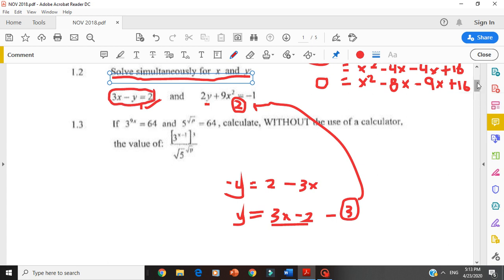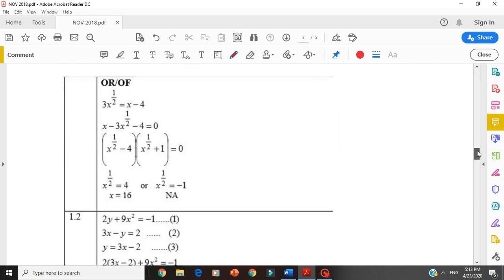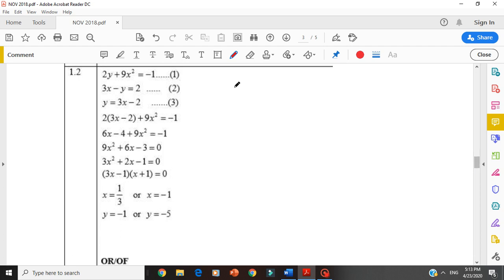And so if we scroll down, you see question 1.2 done in the same way. So here's equation 1, there's equation 2, there's equation 3. Keeping your brackets, 2 times 3x is 6x, 2 times minus 2 is minus 4, and then the 9x squared is 9x squared, and that's equals to minus 1. Grouping everything onto one side, you get 9x squared plus 6x minus 3 equals to 0.